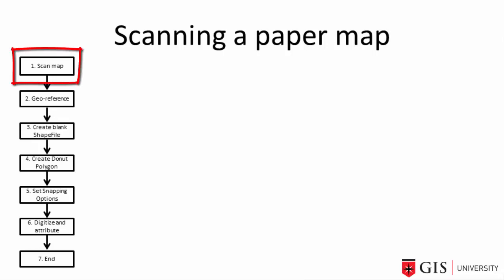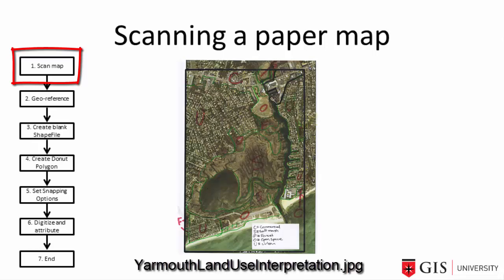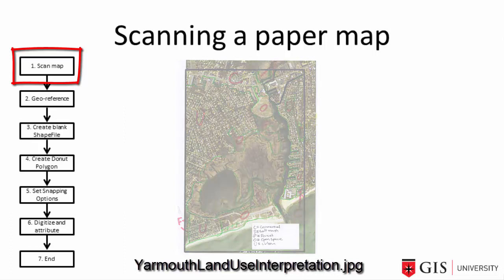Okay, we're at the scan box in our flowchart. We are going to scan and later digitize a land use map of our field area, which is in Yarmouth, Massachusetts. Now, if you want, you can print the JPEG file out. That's the Yarmouth Land Use Interpretation.jpg file, and scan it again. But I really think that that's actually not really necessary. But do it if you want.